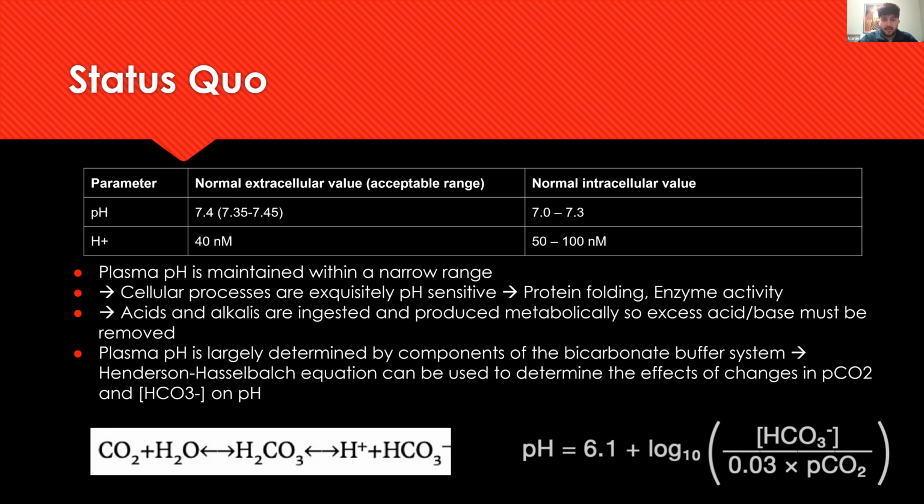So as a result, the body has adapted to use the bicarbonate buffer system as the predominant system, and equally we have other buffers in place, such as the phosphate buffer system.